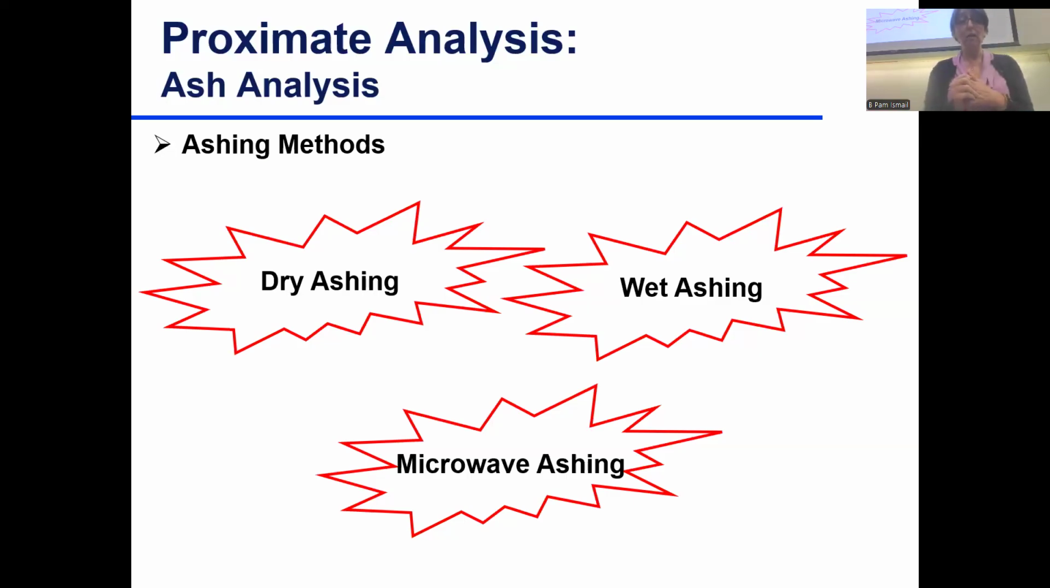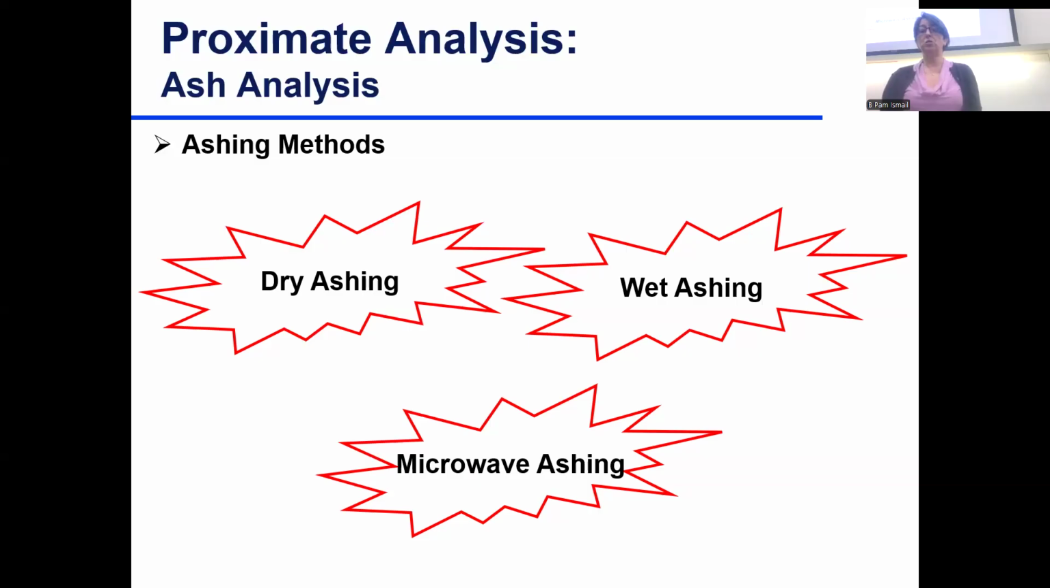Wet ashing, you don't put it at really high temperature in a muffle furnace, you use corrosive concentrated acids. And then you do some heat, but not very high heat like the muffle furnace. So the acid and the heat oxidize organic matter and they come off as gases, CO2, SO2, and H2O. And then what is left in the acid are your dissolved minerals.